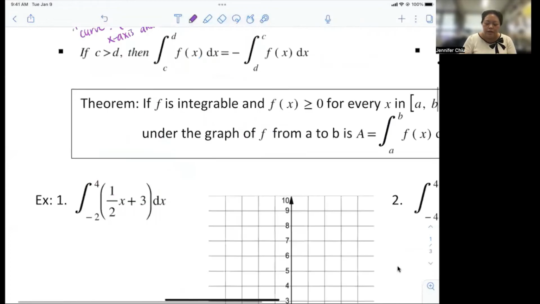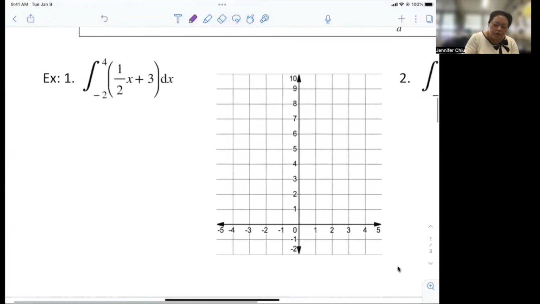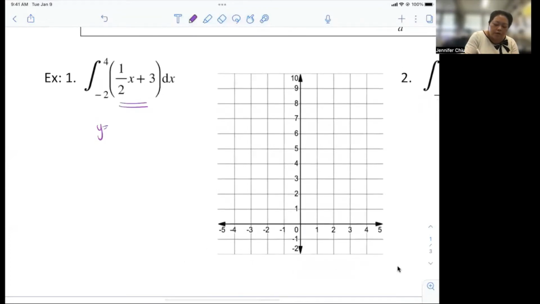Okay, so if we take a look at this problem here, here's my equation. My equation is y equals 1/2 x plus 3. I'm going to graph it out. It's 3, up 1, right 2, up 1, right 2, down 1, left 2, down 1, left 2. Here's my line, draw my equation. Right. And then there is the x-axis that bounds my equation. And lastly, my interval. My interval starts at -2, and it ends at 4.